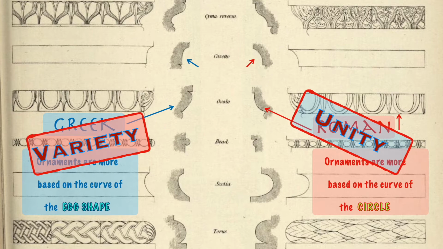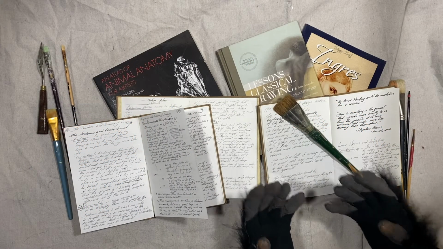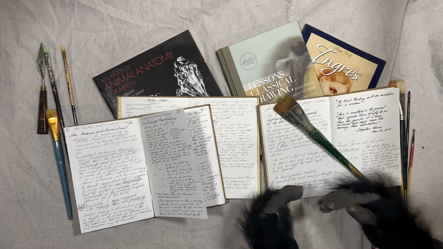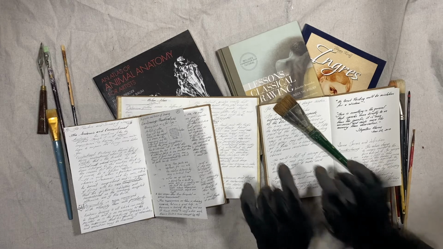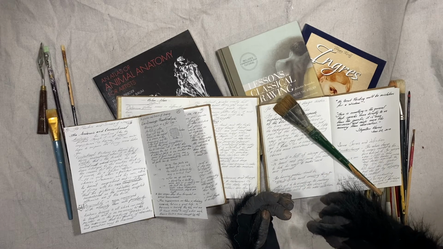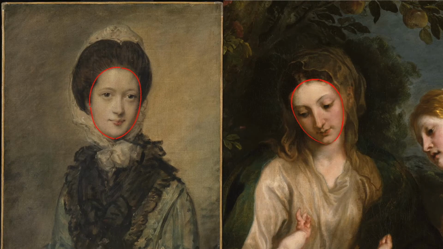Roughly, the line of the face contour follows this ovoid or egg shape, and those painters who were searching for a way of depicting grace have often adjusted the actual outline and insisted on the ovoid shape in their portraits, such as Gainsborough and Van Dyck.